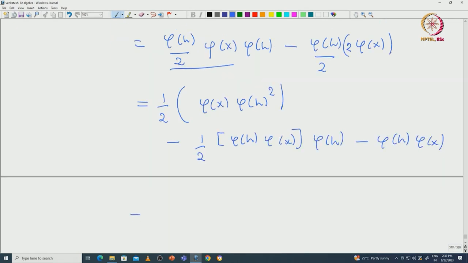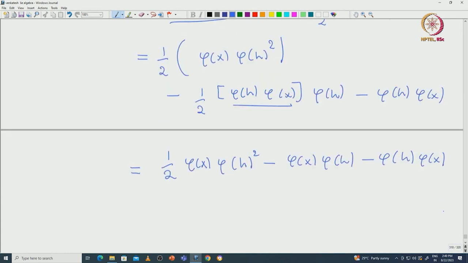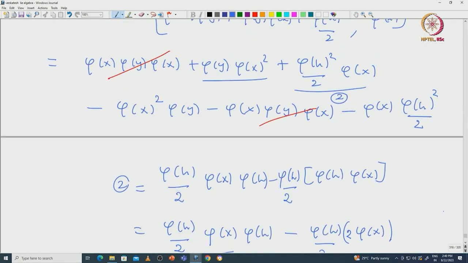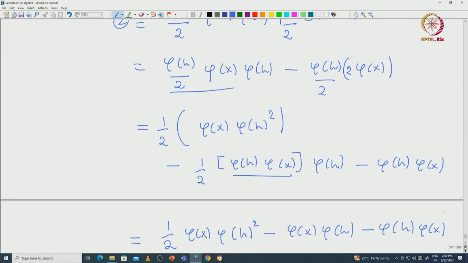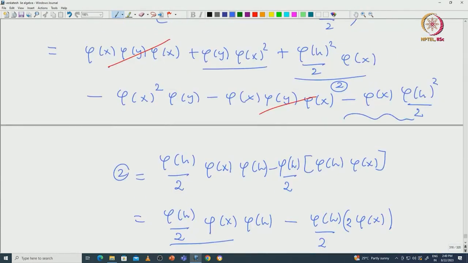Okay, then you can see that this is going to give you 1 by 2 phi x phi h square, and then this is going to give you 2 x, okay, so if you put 2 x there, you get phi h phi x phi h and then minus phi h phi x. Okay, so this is the term 2. So this term 2 has this of phi h square, so that is going to get cancelled with this.